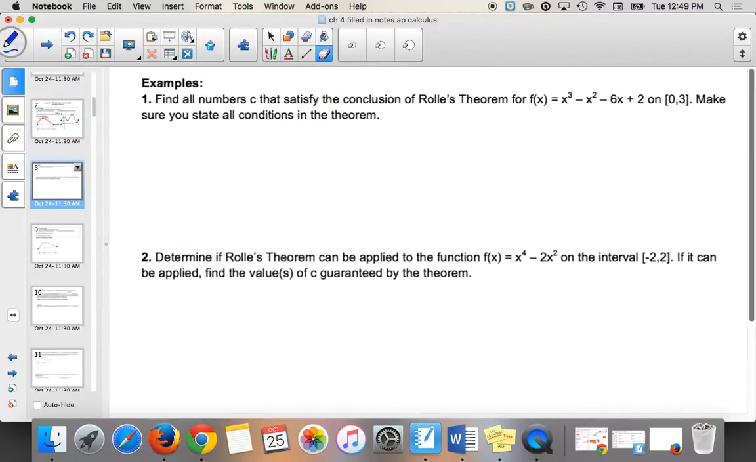Number 1 says, find all numbers c that satisfy the conclusion of Rolle's theorem for f of x equals x cubed minus 6x plus 2 on 0 to 3. We're going to practice writing out these conditions. The first thing, f is continuous. Why do I know that that's a continuous function?